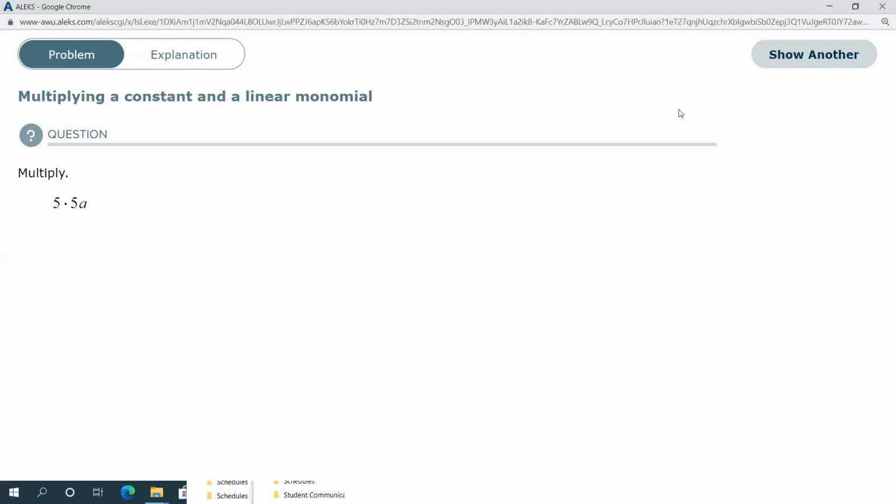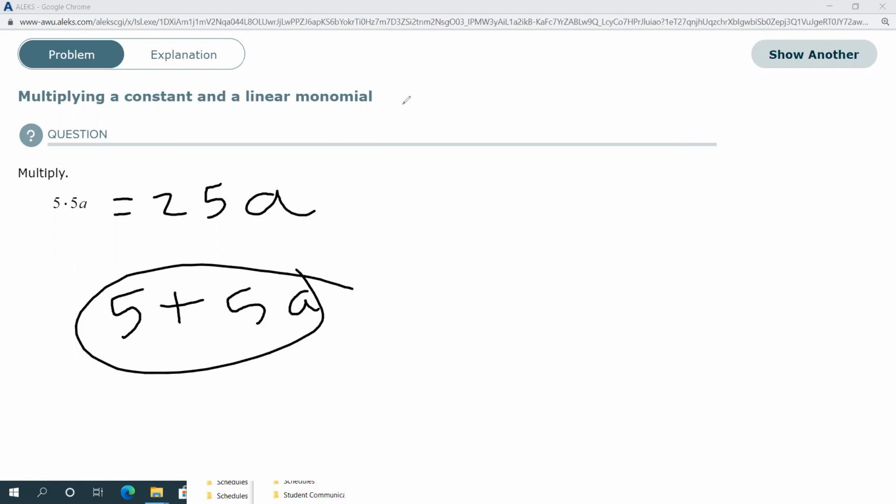All right, so how do we handle this? Well, we would simply say 5 times 5 is 25, and then the a just sort of hangs around, and that's it. Now, we can actually combine the 5 and the 5a because it's multiplication. If it was addition or subtraction, we wouldn't be able to go any further than that. And that would be it.